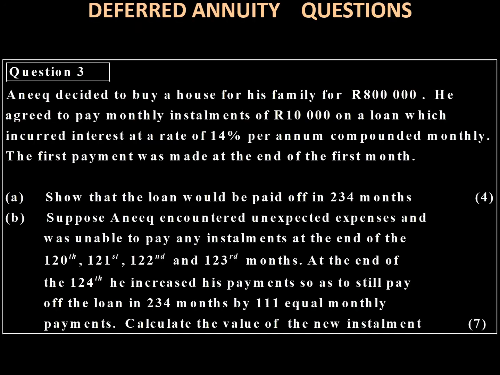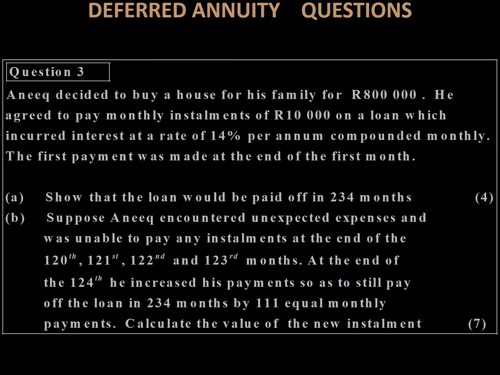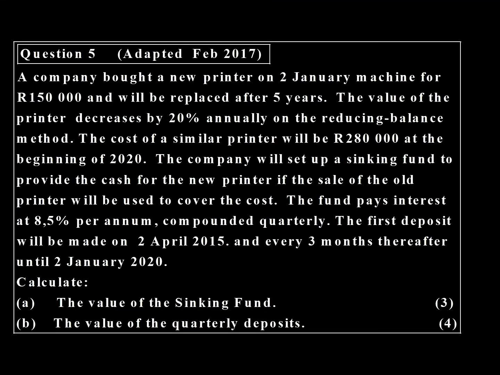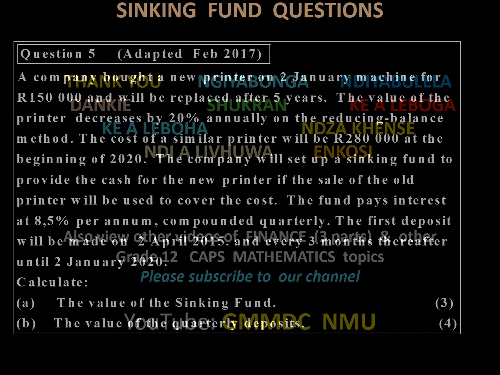And now we have another deferment question. And here there are some missed payments involved, so something similar to what we've done. And now we've got a sinking fund question. They guide you step by step. And here we have another sinking fund question. Value of the sinking fund. And here we've got quarterly deposits, not monthly. Just a slight change there instead of monthly.